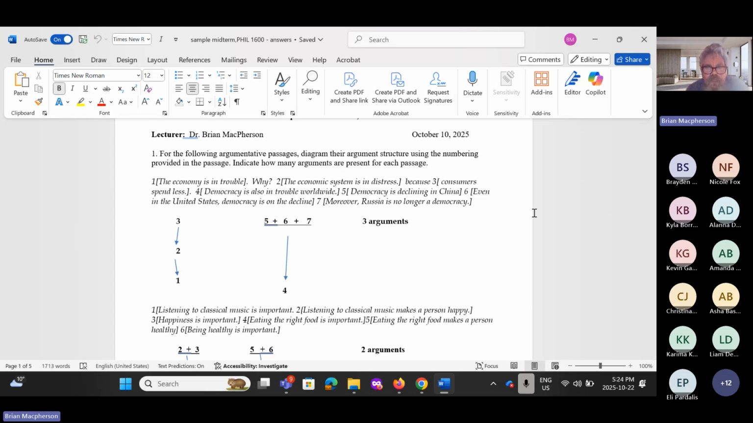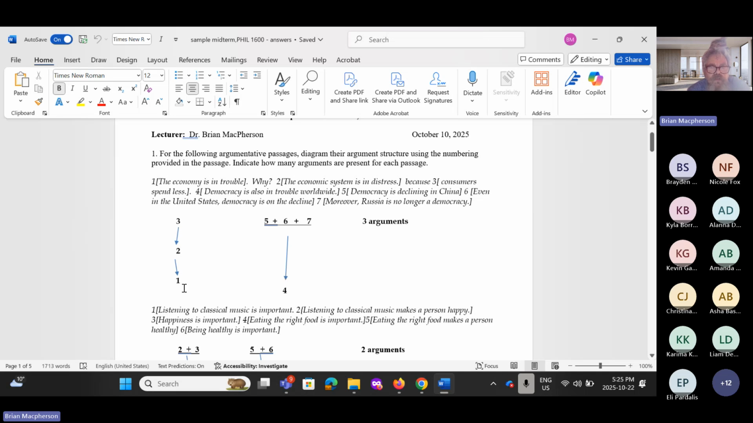What I will do on the actual midterm, just like on the sample midterm, is number all of the distinct phrases, and you'll use that numbering when you draw the diagram. So first of all, number one, the economy is in trouble. Why? Well, why is a premise indicator. That means that what follows will be the reasons for why the economy is in trouble. So first of all, the economic system is in distress. And then it says because. Because is a premise indicator. Because consumers spend less. So that means that 3 is a premise for 2, and 2 is a premise for 1. And so if you notice on the diagram, you have 3 arrow 2, 2 arrow 1.